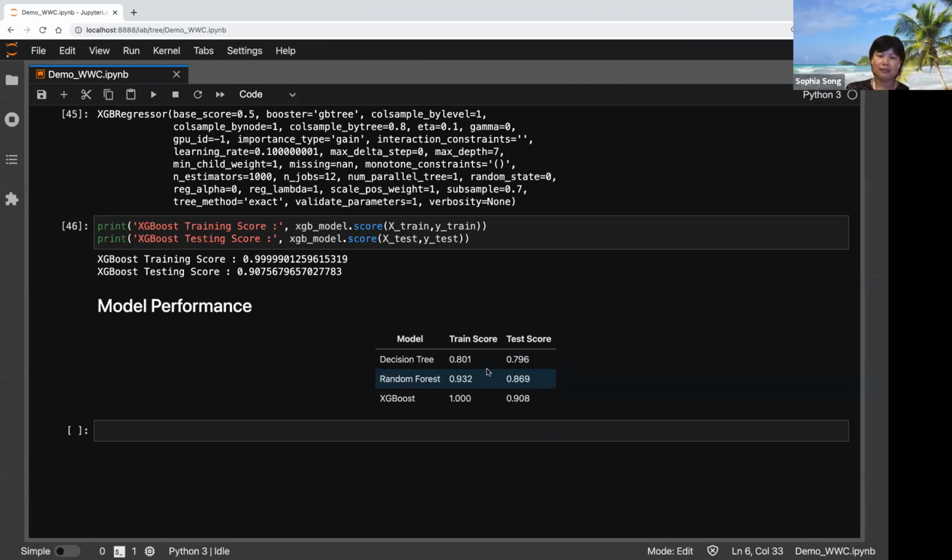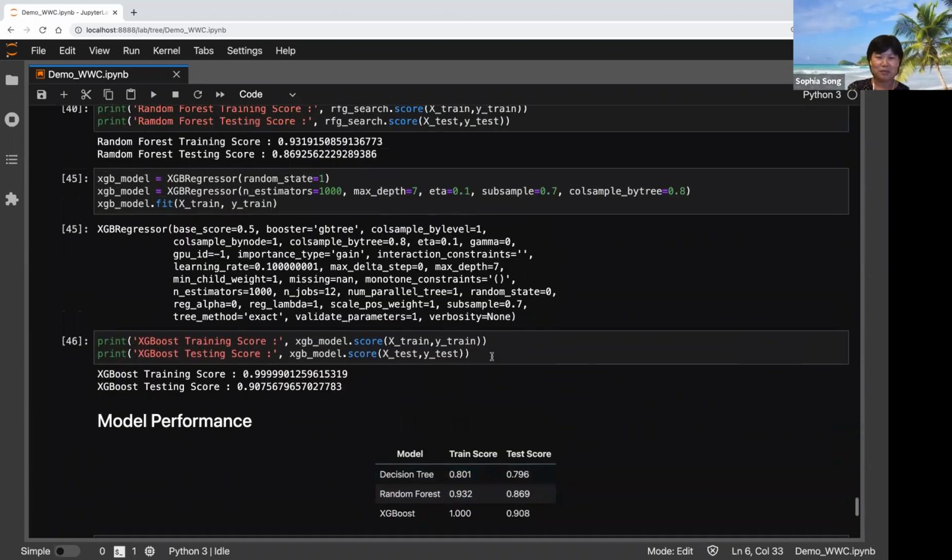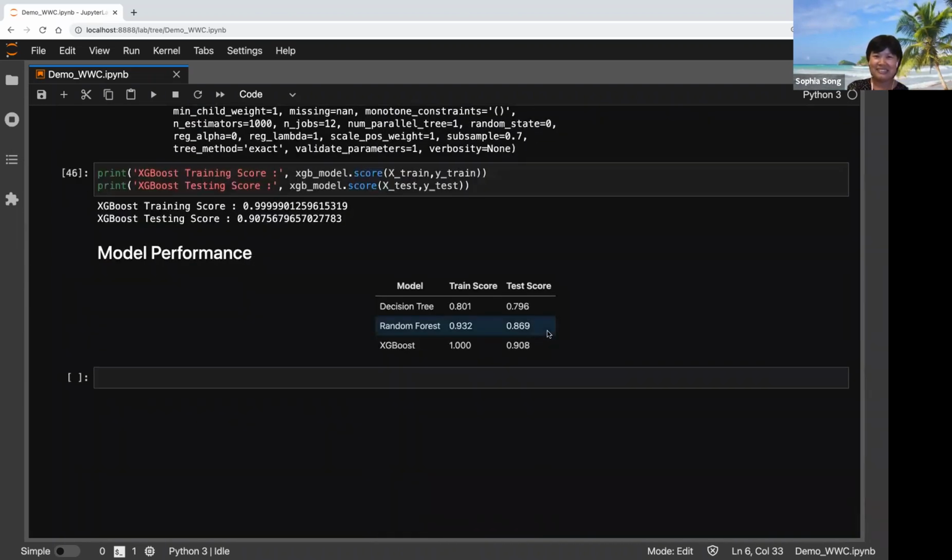So yeah, that's the model demo for this one. I think that's all I have tonight. I'm wondering, do you guys have any questions?